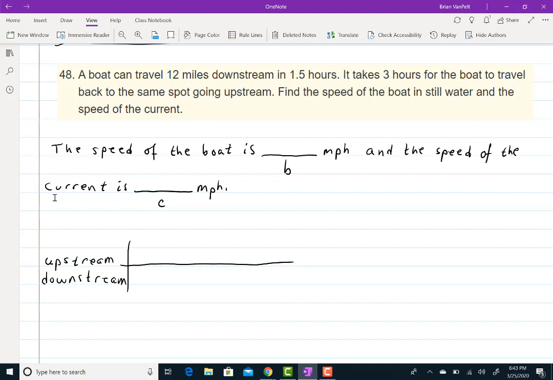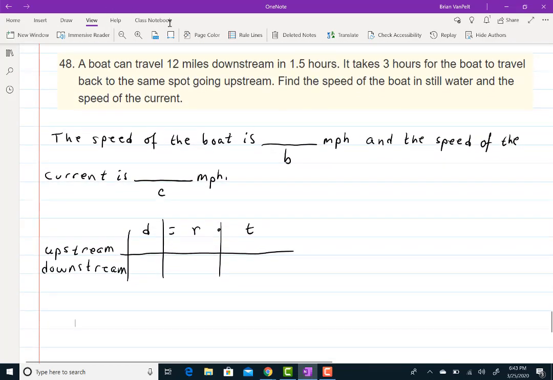And we'll be basically using the formula distance equals rate times time. Do I know any of these quantities yet? I know that going downstream, I could go 12 miles in 1.5 hours. To go upstream, it takes 3 hours to travel the same distance. 12 is the same. So remember, upstream is B minus C.